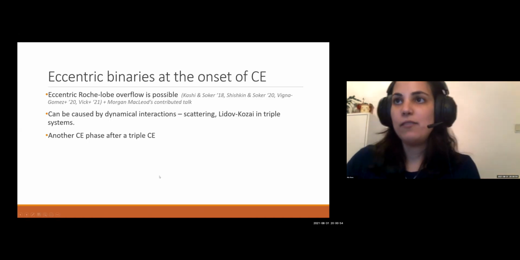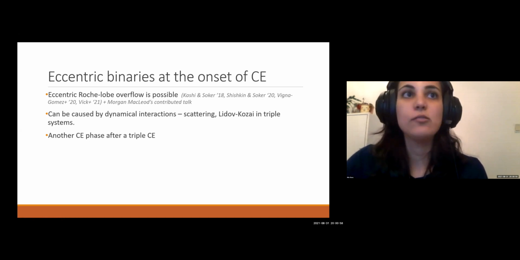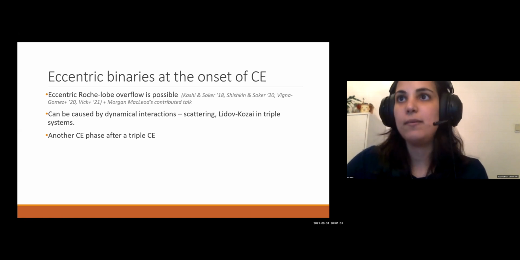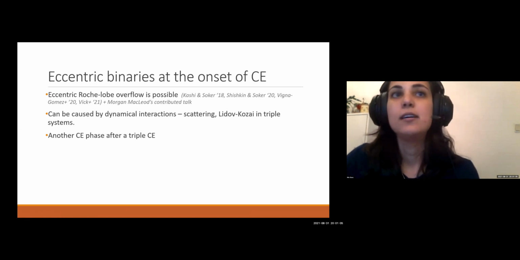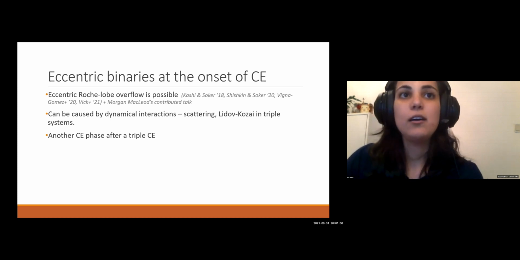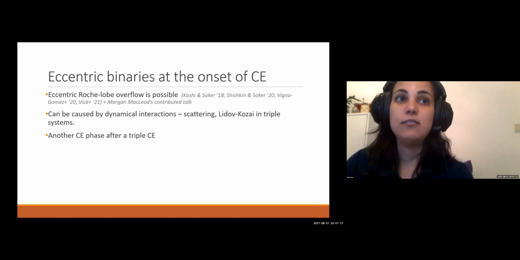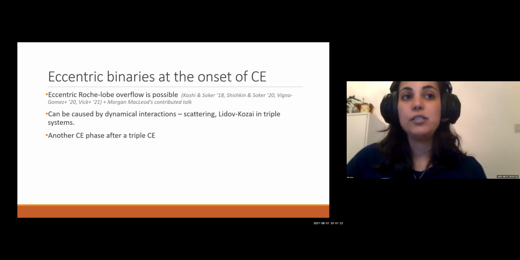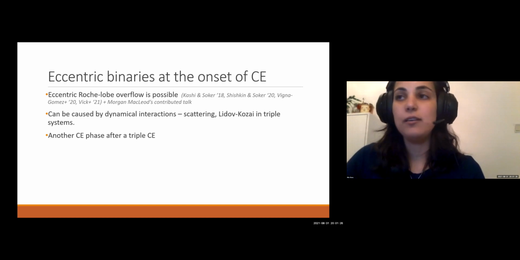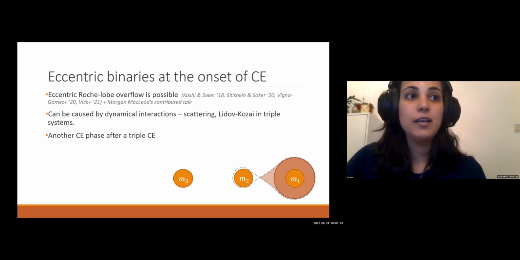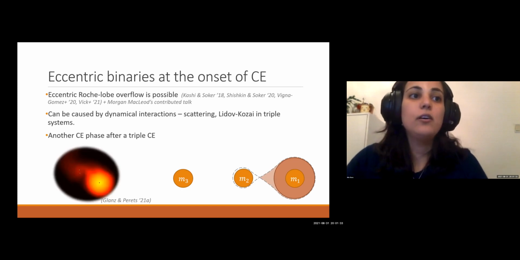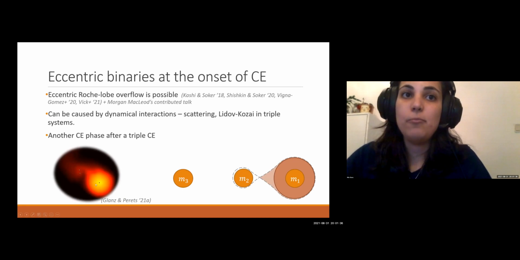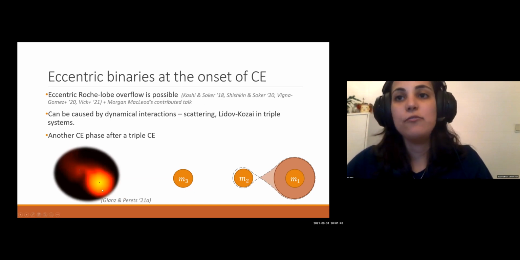Most of the studies on common envelope evolution assume a circular orbit at the onset of the common envelope, since the orbit can be circularized by tidal interactions before the common envelope begins. But as we heard today from Morgan McLeod, Roche-lobe overflow of eccentric binaries is not necessarily a special scenario. In addition to maintaining the eccentricity while ejecting mass during the Roche-lobe overflow, initial eccentricity can be achieved by dynamical interactions of the system with other components, via Lidov-Kozai scattering, and even following a triple common envelope scenario that caused a merger of the inner binary and ended up with a short period binary that later on experienced another common envelope episode after one of its components filled its new Roche lobe.